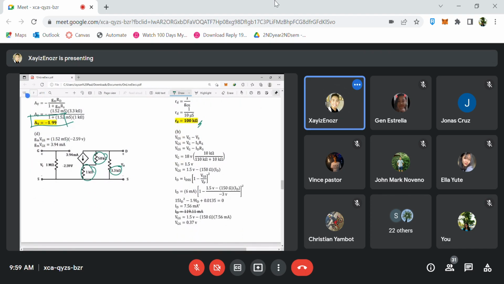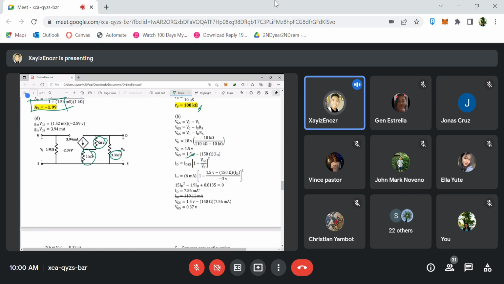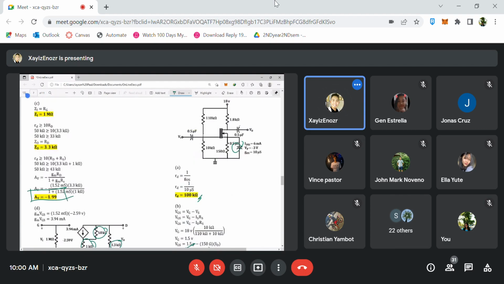Di ba nag-solve naman na tayo ng voltage divider biasing? So, ganun lang din naman siya. Ang pagkakaiba lang, nagkaroon pa ngayon ng VG. Hindi na siya zero. So, substitute mo lang yan dito sa Shockley's equation and then pag sinimplify mo, ito na ngayon yung formula niyan. Then, mahahanap mong ID is 7.56 milliamperes.